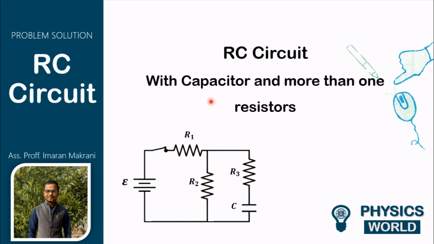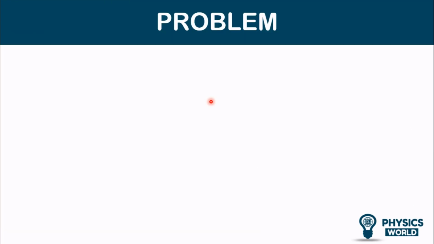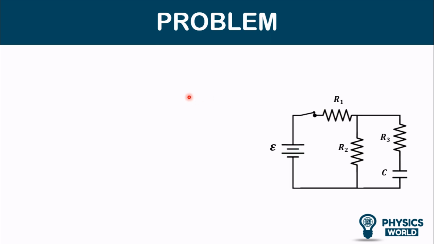Hello friend, today we will learn about RC circuit with capacitor and more than one resistor. So friend, here you can see the circuit. There is one battery with EMF E, resistors R1, R2 and R3, and one capacitor C.